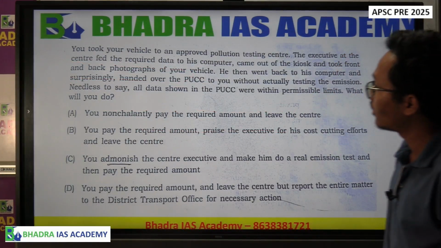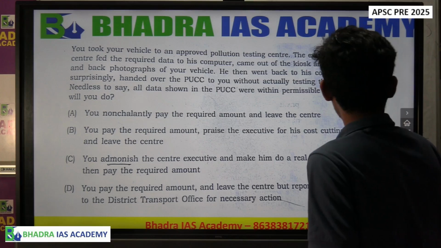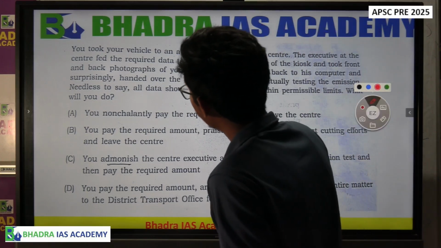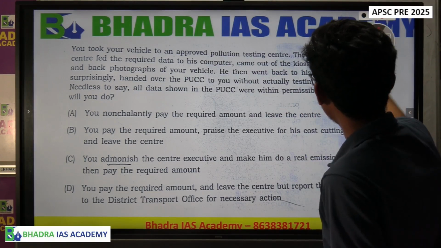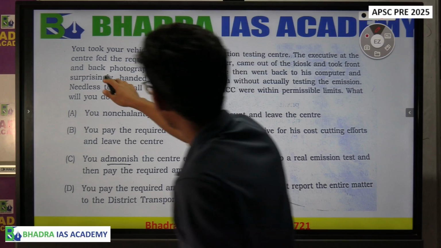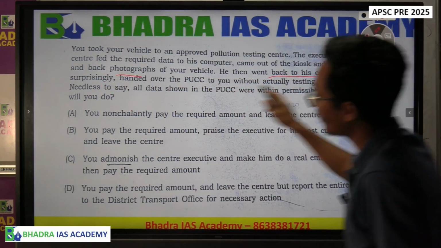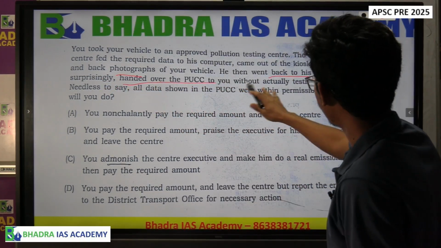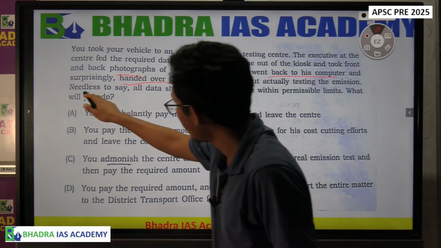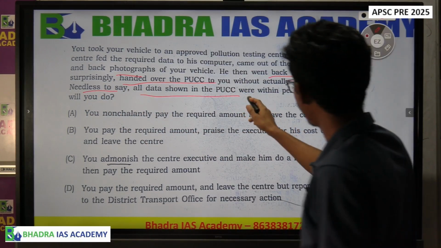Next: you took your vehicle to an approved pollution testing center. The executive at the center fed the required data to his computer, came out of the kiosk and took front and back photographs of your vehicle. He then went back to his computer and surprisingly handed over the PUCC to you without actually testing the emission. Needless to say, all data shown in the PUCC were within permissible limits.